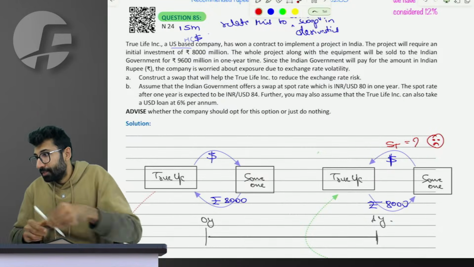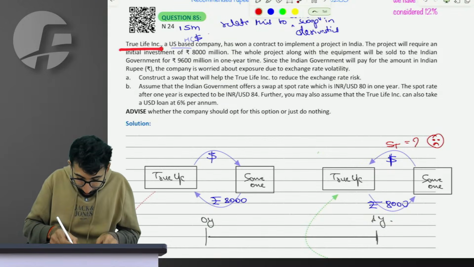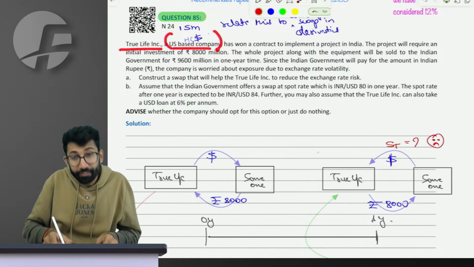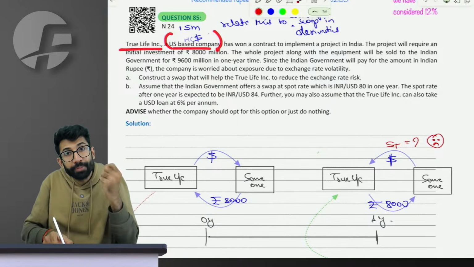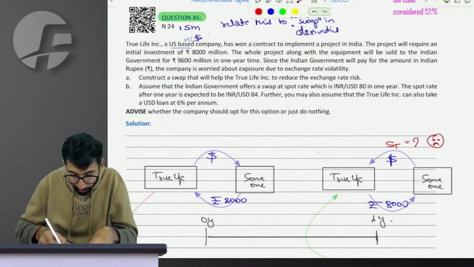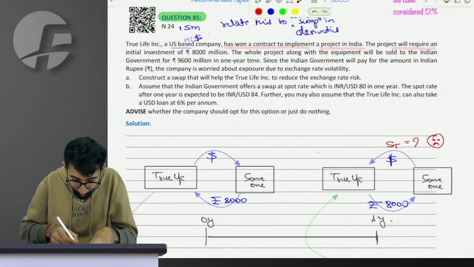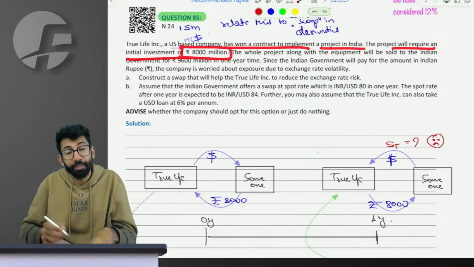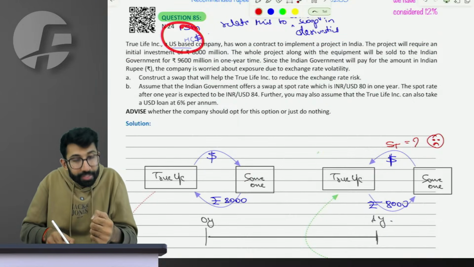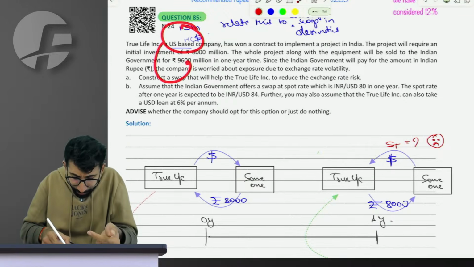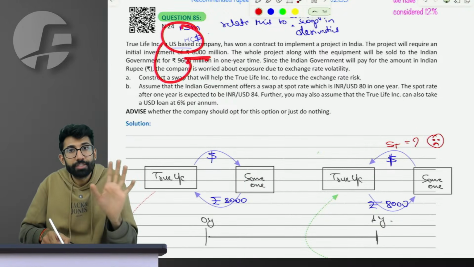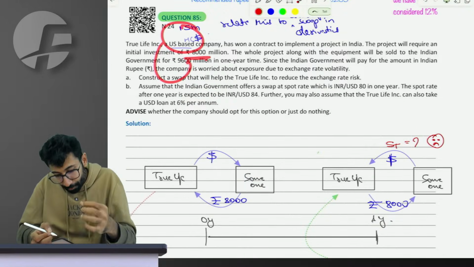True Life Incorporation, a US based company. When someone says I'm a US based company, I realize that my home currency is dollar. It has won a contract to implement a project in India. The project will require an initial investment of 8,000 million. I'm a US company, I have dollars, but I need rupee to invest.